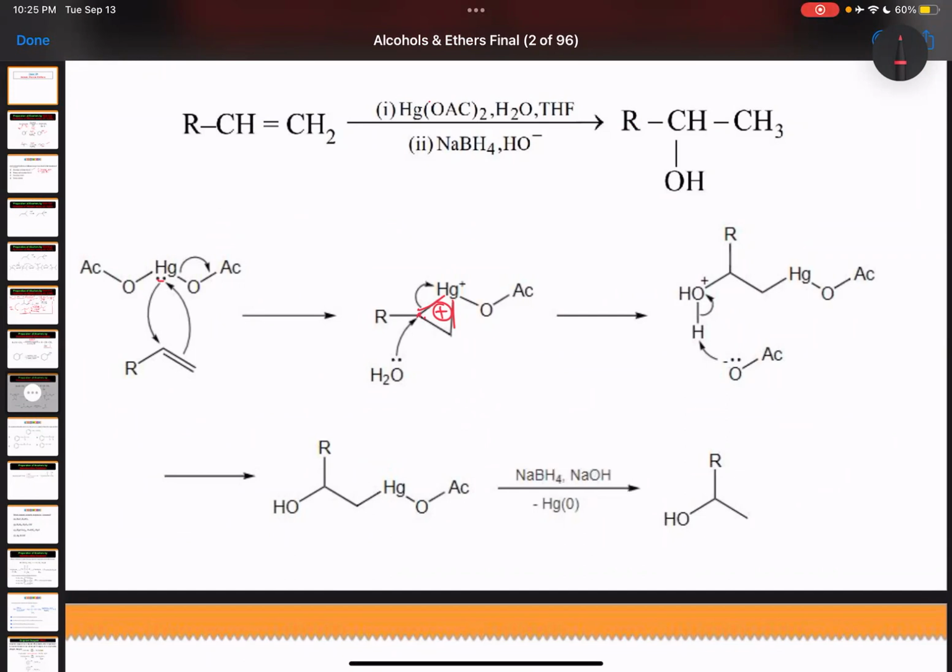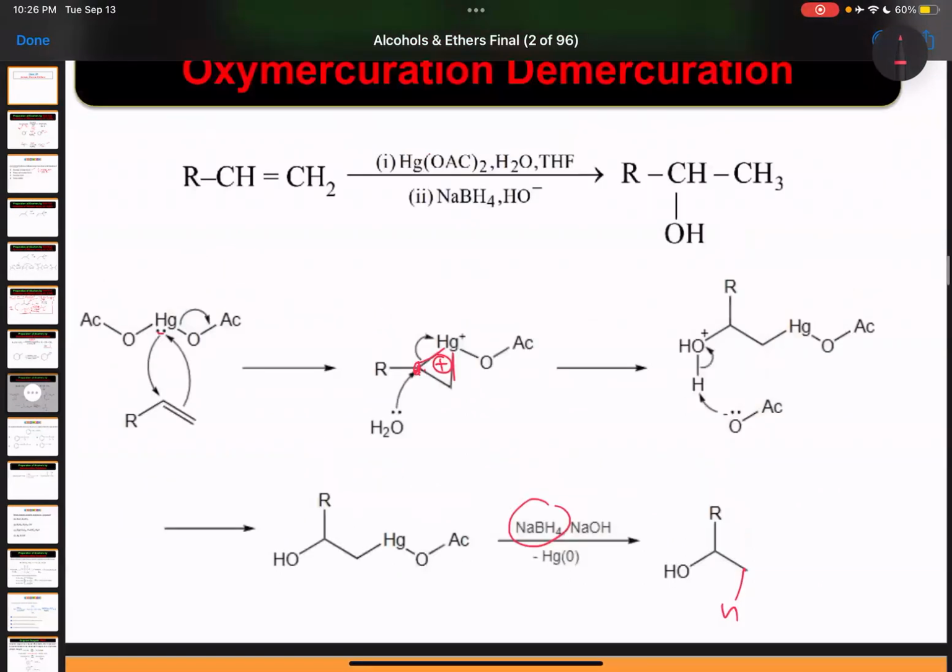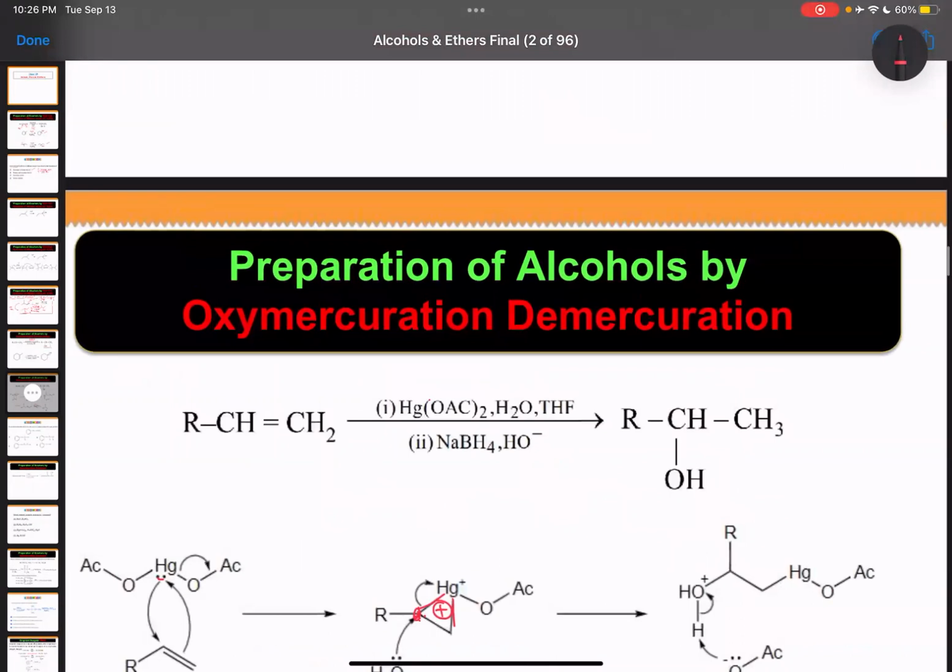Then when you use NaBH4, water attacks in a Markovnikov way, OH gets connected, and mercury is displaced by NaBH4. So no need to know the mechanism, but just keep in mind that you should do the Markovnikov addition, but you should not do rearrangements, or the shifting of carbocation. That's it. Clear? Yes, sir.